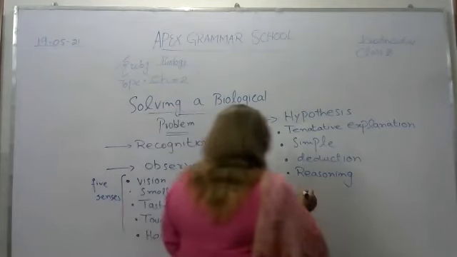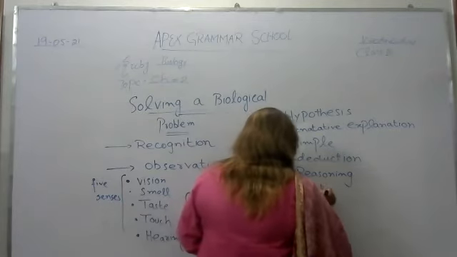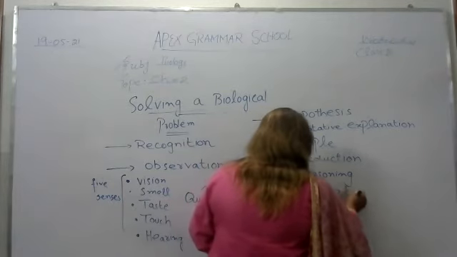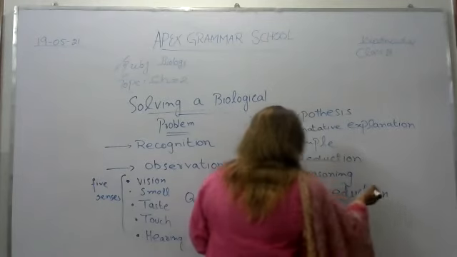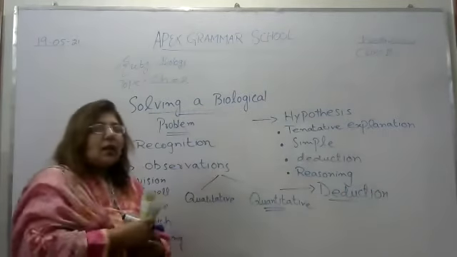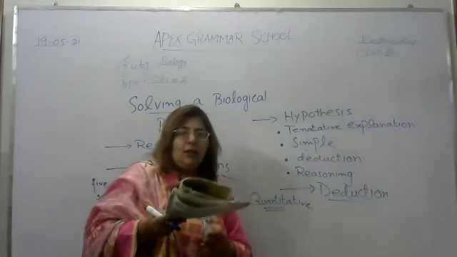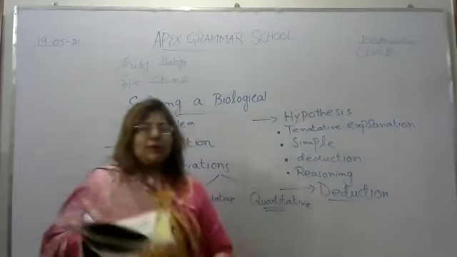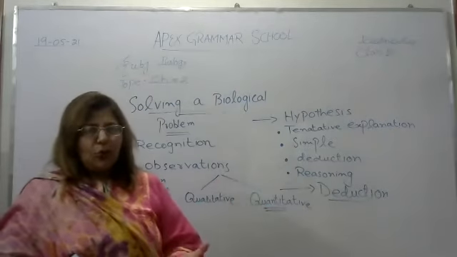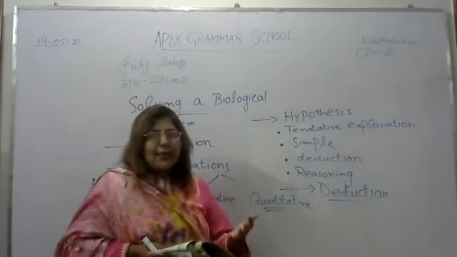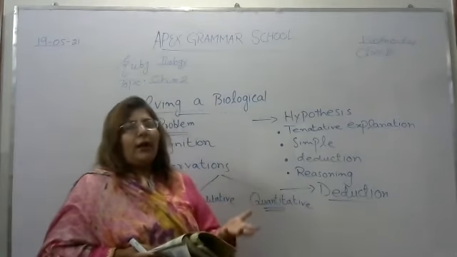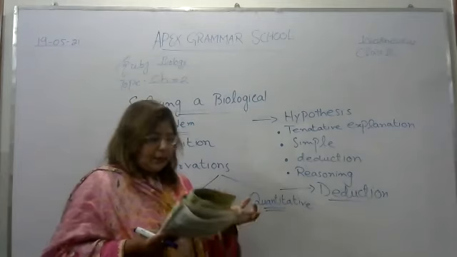Okay, after hypothesis, there is another step of biological method, that is called deduction. So what is a deduction? I have told you, it is when we guess other things from one thing. For example, if one person has seen a sparrow, he said it has wings. So he assumed, he guessed that other birds also have wings. So this is called deduction.